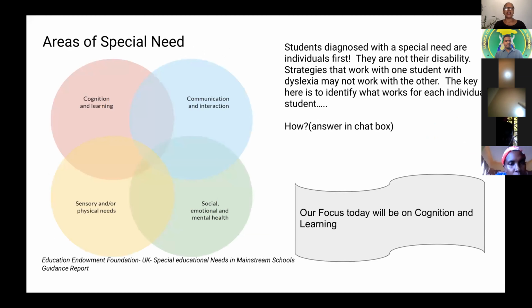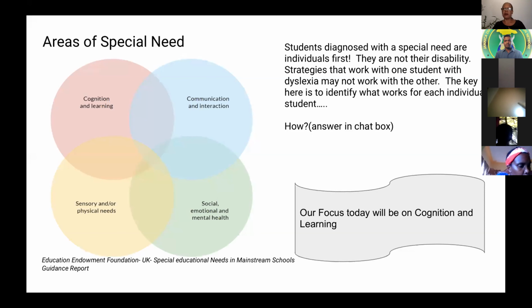So let's get started. In special education in general, there are a number of areas that are considered special need. This graphic right here, I took from the Education Endowment Foundation of the UK. It did a guidance report on special education needs in mainstream schools. So we know that the areas of special need in general have to do with cognition and learning, the working of the brain, how students acquire information. Then you have communication and interaction. So we're talking about speech.